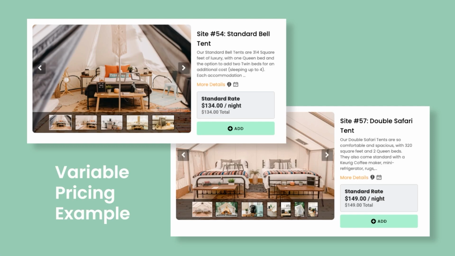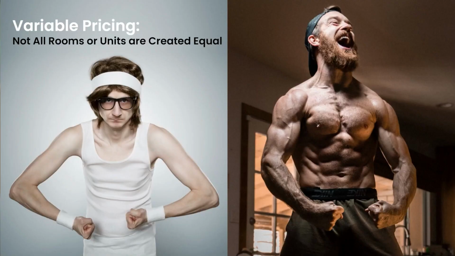So, for example, these glamping tent sites both have the same amenities except for the beds. The double safari tent has 2 queen beds instead of 1. Thus, one is more expensive than the other. That one's pretty obvious. But when it comes to amenities, isn't a glamping tent or yurt with electricity worth more than one without? And then what about things like Wi-Fi? Basically, variable pricing means recognizing that all rooms or units are not created equal. Each product has a different value based on the value it offers to the consumer.